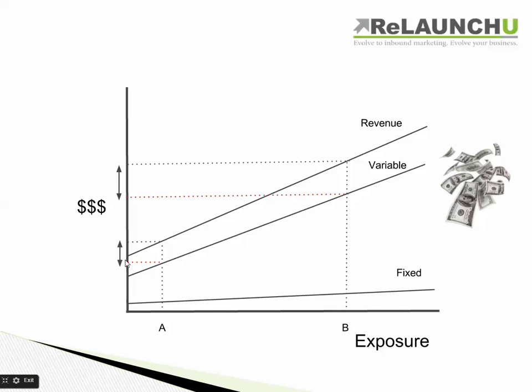We need to make more money. Let's increase the revenue, grow our company, right? So we're growing our company, we're increasing revenue, but if you look here, the variable costs are going up too. That profit margin is not any greater. We're not getting the economy of scale that is really necessary to grow a business profitably. Now let's look at inbound marketing.